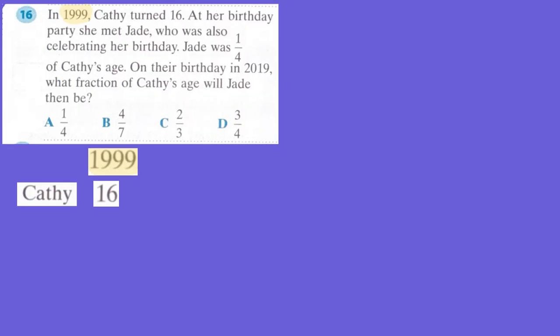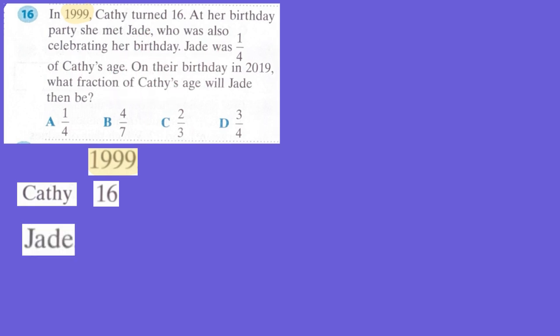In 1999, Kathy turned 16. So Kathy's 16 in 1999. She met at a party Jade, who was also celebrating her birthday. But Jade was a quarter of Kathy's age. So what is a quarter of 16? That's 16 divided by 4. So that means that Jade must have been 4 years old.